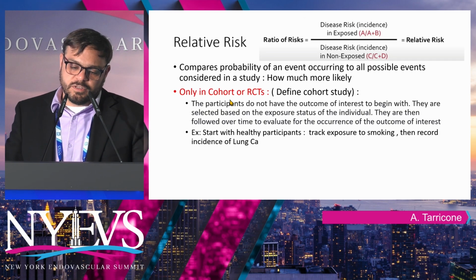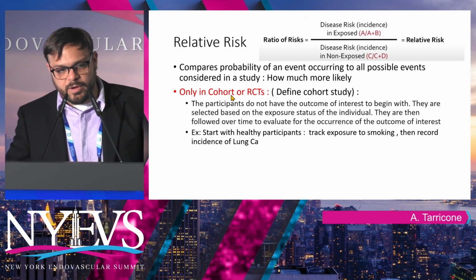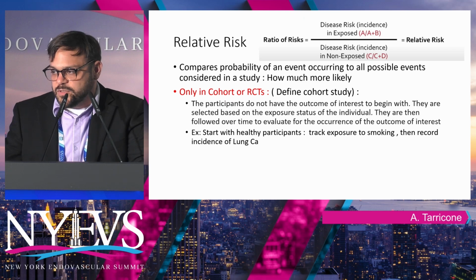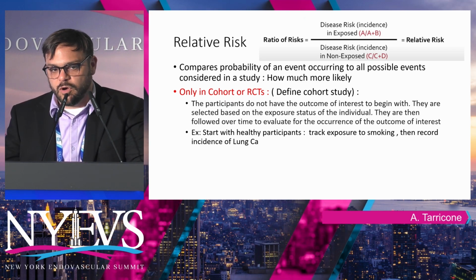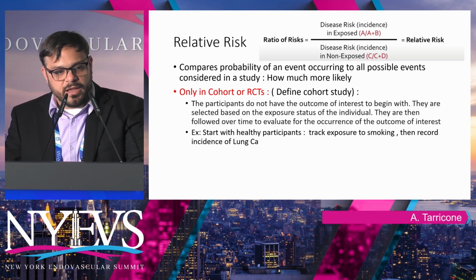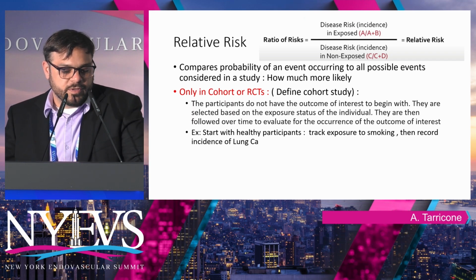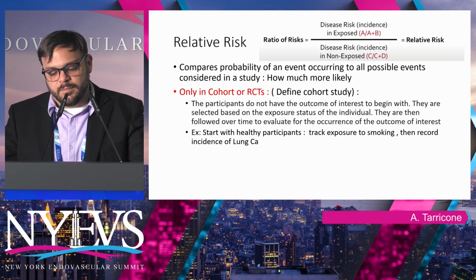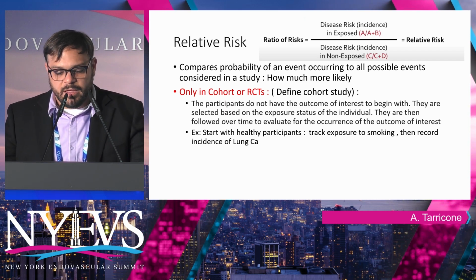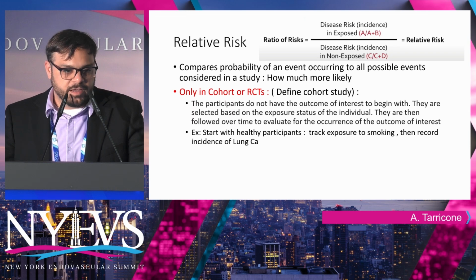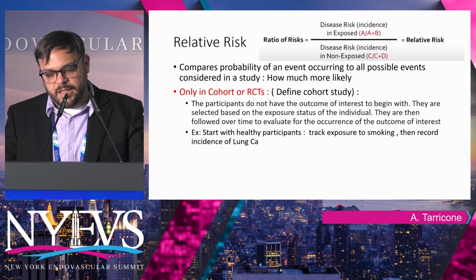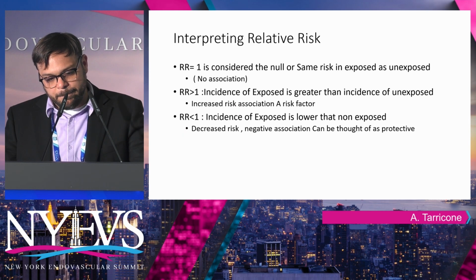Okay, the most important thing to take away about relative risk and when you should use it is that it should be used in randomized controlled trials or cohort studies. This is where the patients start with no disease and end with that disease. For example, you start with healthy patients, no one with lung cancer, you track the exposure to smoking, and then you see the incidence of lung cancer development in those patients. That's your cohort study, and for that type of study, you're going to use relative risk.